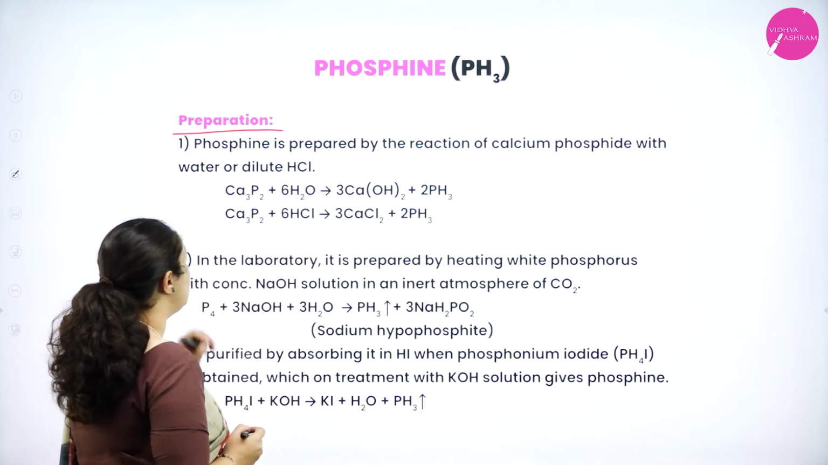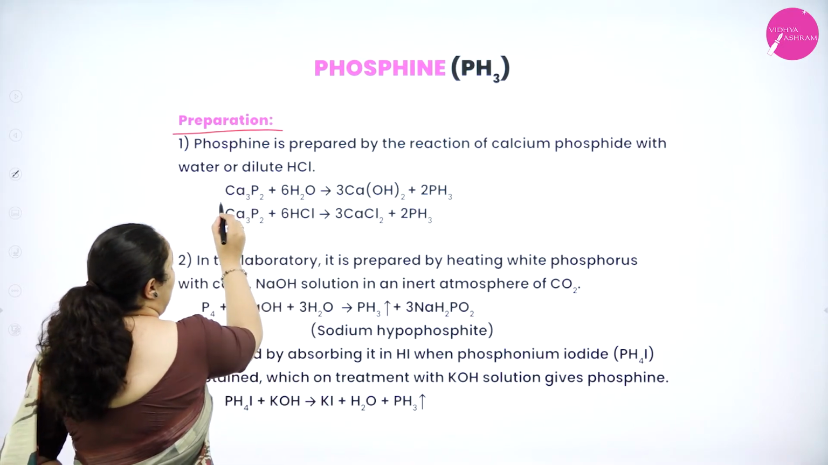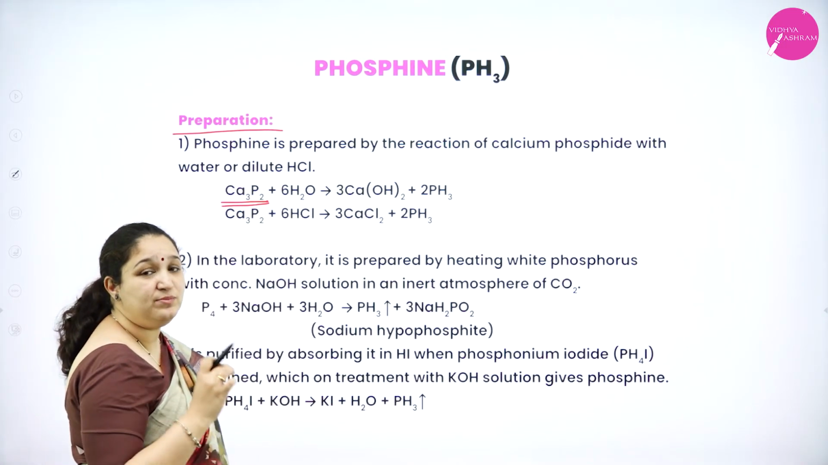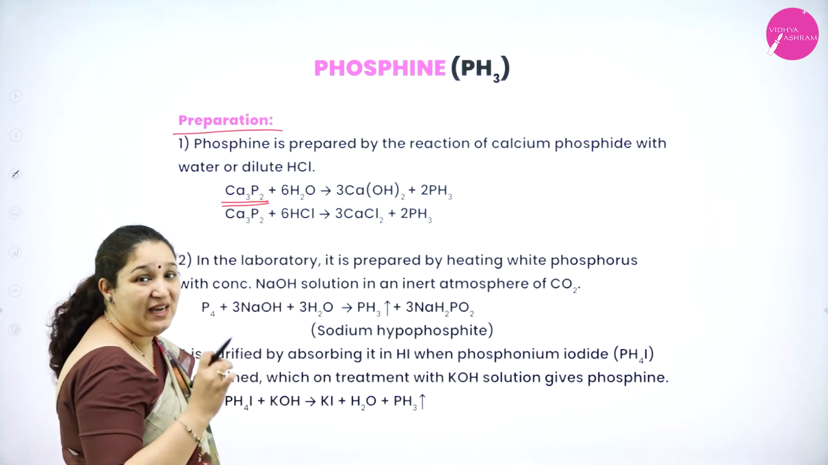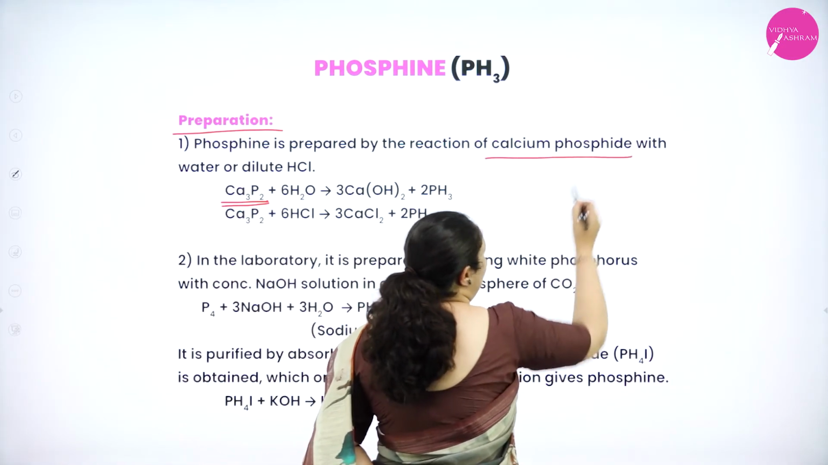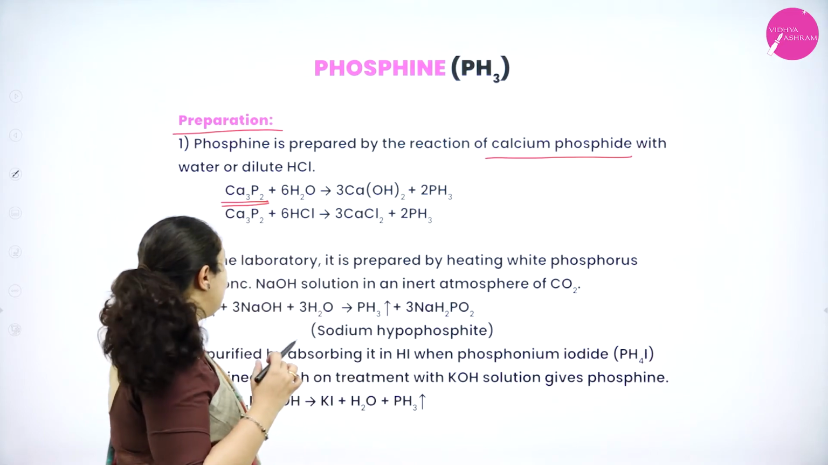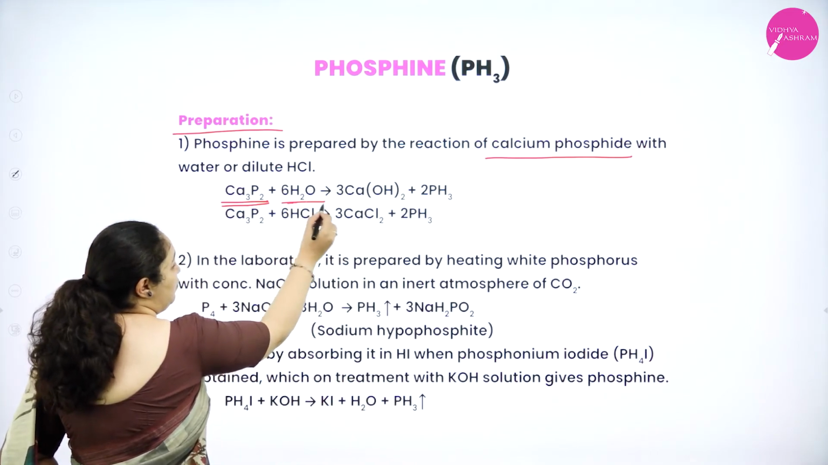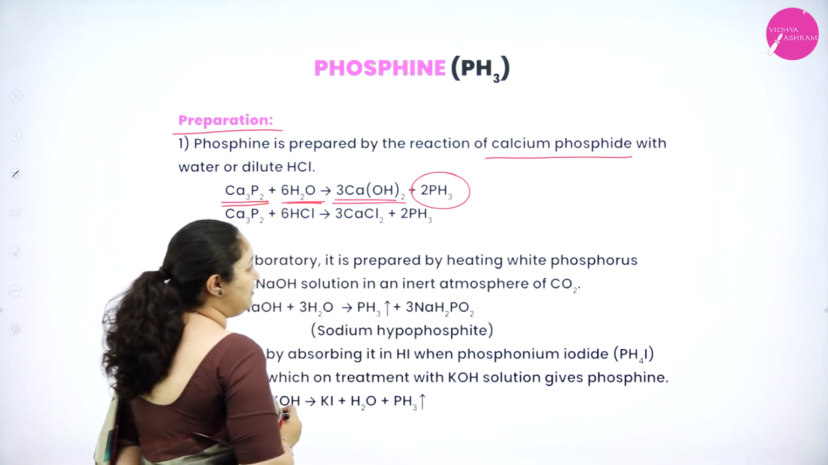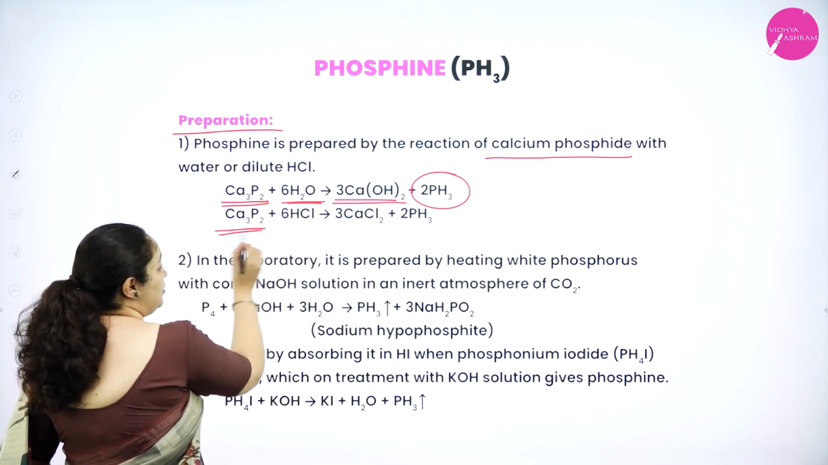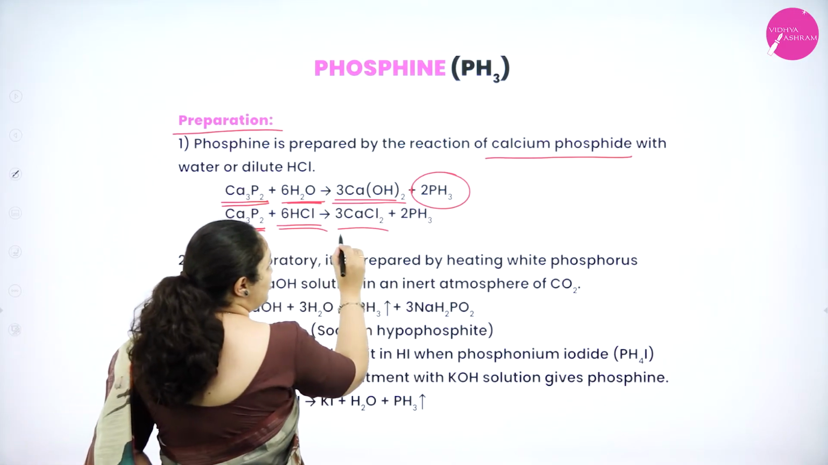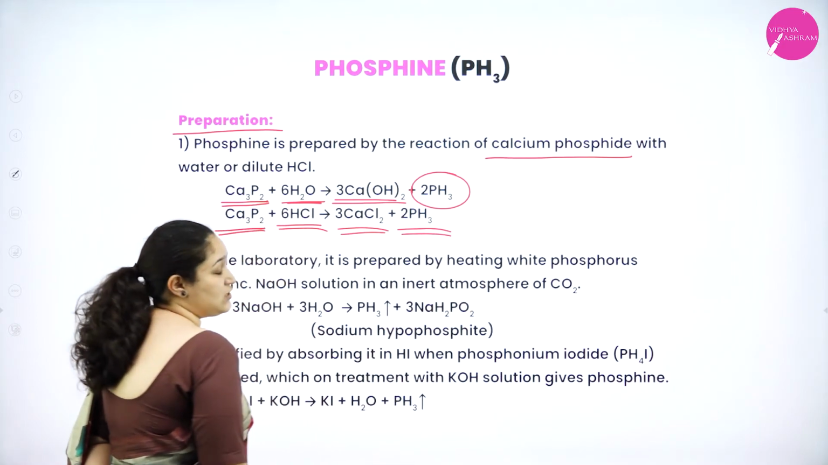First, phosphine is prepared by the reaction of calcium phosphide. Be very careful when writing the names. When we take calcium phosphide and treat it with water, calcium hydroxide is formed and phosphine gas is liberated. Similarly, when calcium phosphide is treated with dilute HCl, you will get calcium chloride and phosphine.